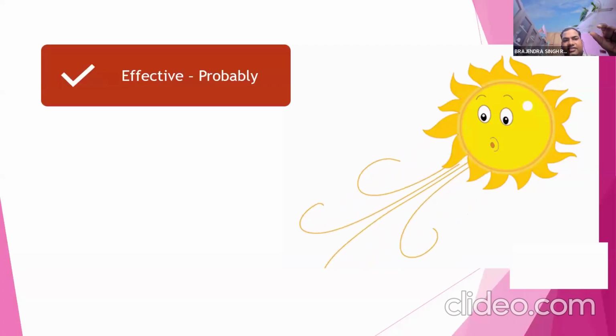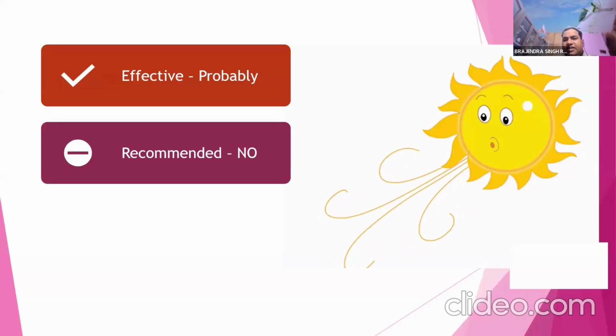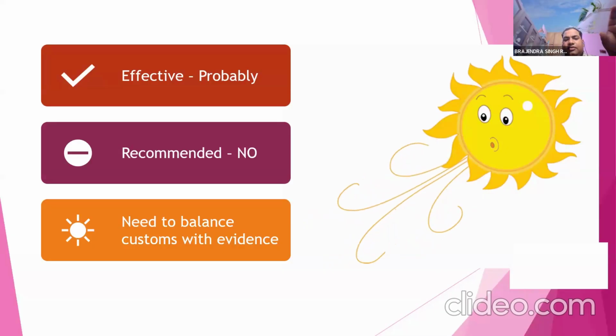So sunlight is effective probably because of low blue content. So probably, not sure. Recommendation of sunlight to treat neonatal jaundice? No. Need to balance customization with evidence.